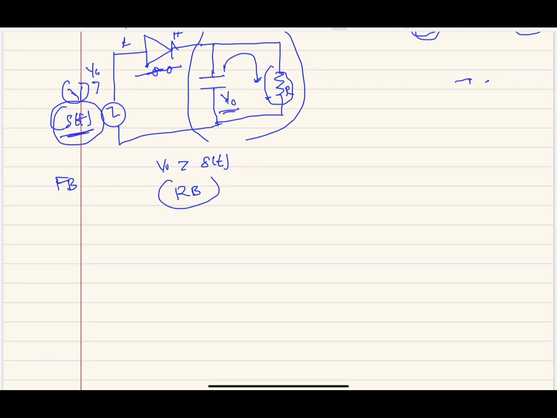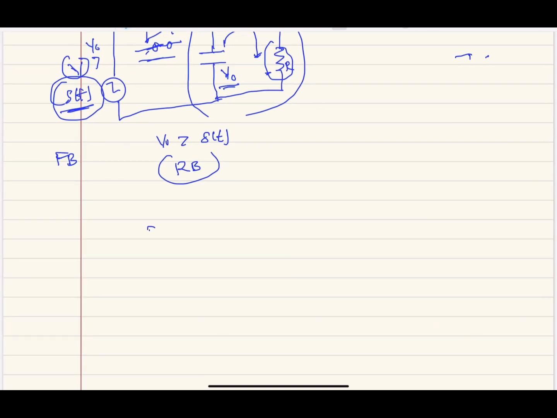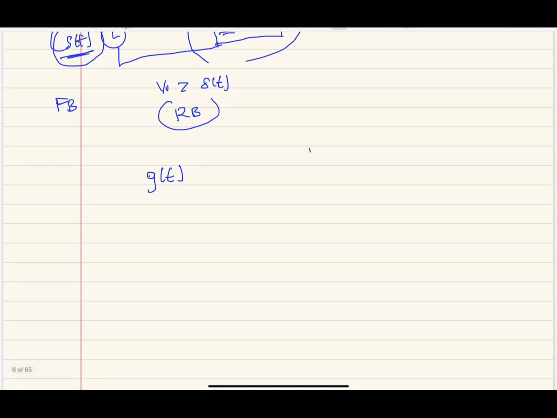For the same principle as we did for the switching modulator, we assume that this capacitor, this diode, is our demodulator, and it's being multiplied by a train of pulse, which is g(t). In my previous tutorial, I showed you how the train of pulse looks like. It looks like this, and then we have to find its Fourier series. That's the train of pulse.